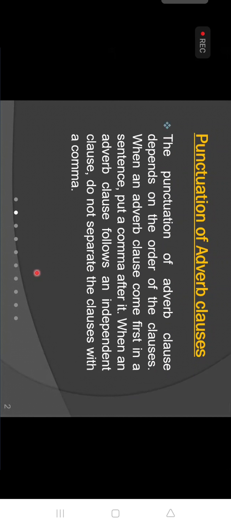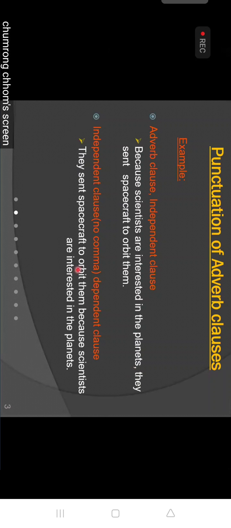So what are they? But before I go to the conjunctions, I would like you to know that usually when we use an adverb clause like this, for example here, because scientists are interested in the planet, comma here. So why comma? I mean that when we use an adverb clause before an independent clause, we need one comma here. Because it's an adverb of reason, when it's at the beginning like this, we need one comma. However, when it stands behind the independent clause like this, no comma.